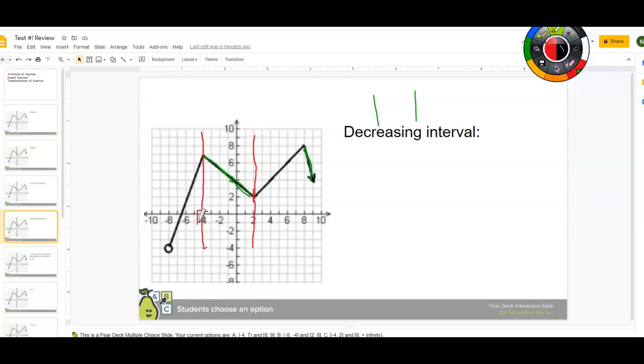So the boundary numbers are -4 to 2. So this part of the decreasing graph is inside of the interval -4 to 2. Now, second part of the decreasing interval. This is the left side.